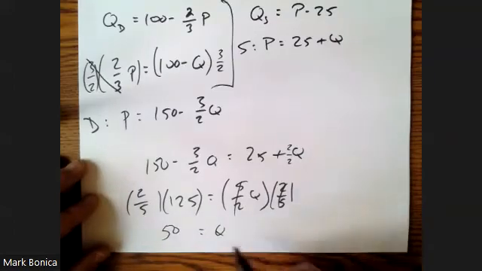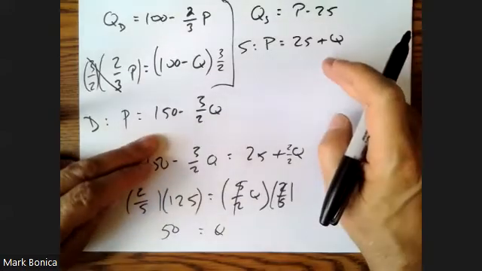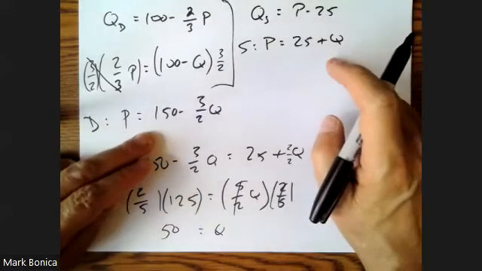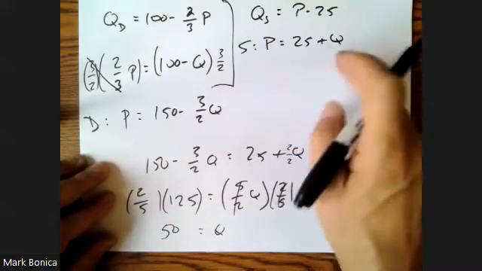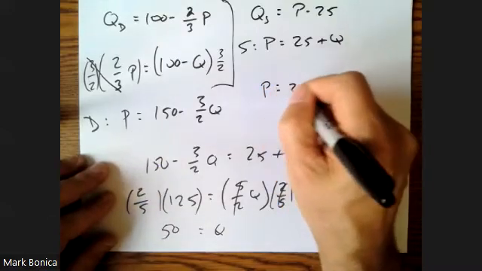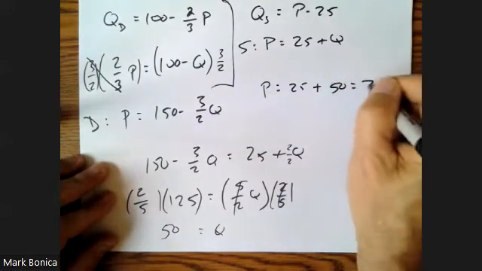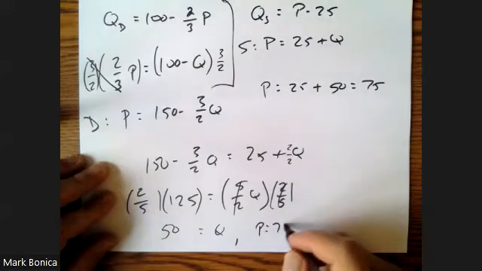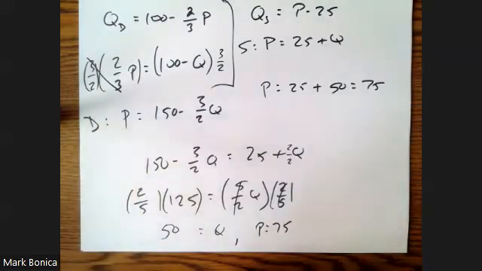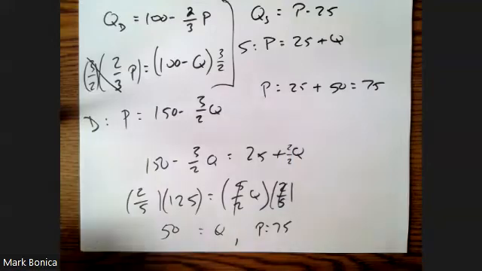Okay, so now we have Q equals 50, and we can plug it into either of these equations to get P. Probably the easiest one is this one: P is equal to 25 plus Q, and Q is 50. That gives us 75. So if Q equals 50, P equals 75. That is the initial answer.